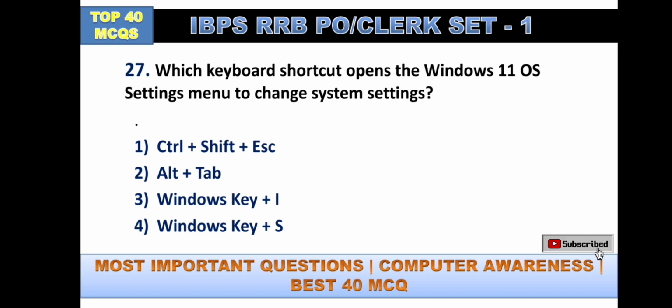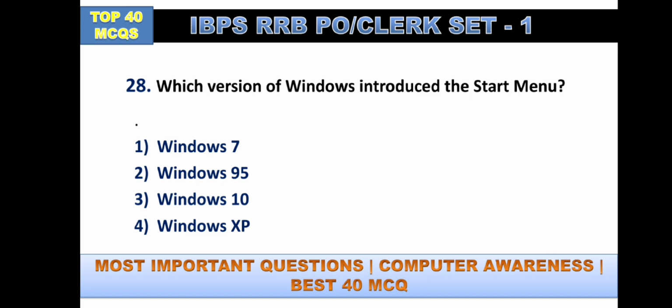Okay. Which keyboard shortcut opens the Windows 11 OS settings menu to change system settings? See, for this we have to press Windows key plus I. Windows key plus I. Which version of Windows introduced the start menu? See, I think it was introduced in Windows 95.